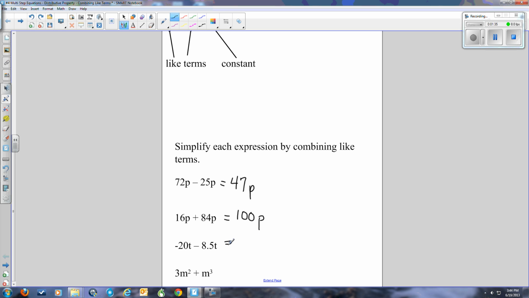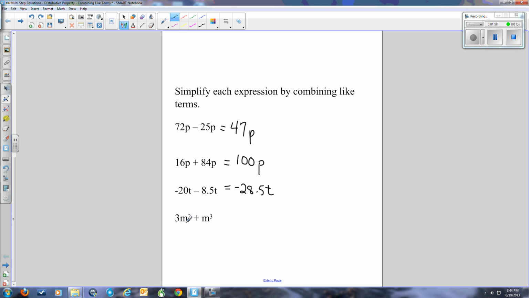Now, if we have negative 20t minus 8.5t, we can go ahead and combine those because the t's are the same variable. So negative 20 minus 8.5 gives you negative 28.5, and we put the t after that.